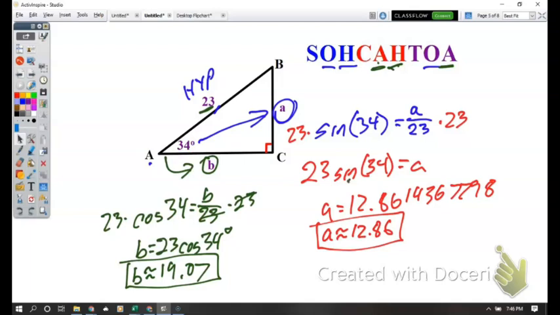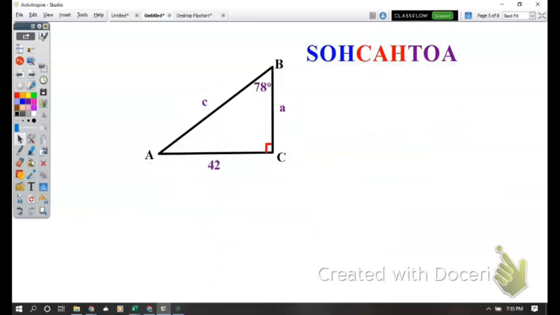All right? Okay, let's do another one. Here, I have now that angle B is 78 degrees, angle A is 42 degrees. I want to find side A and I want to find side C. So let's start with A because, again, why not?